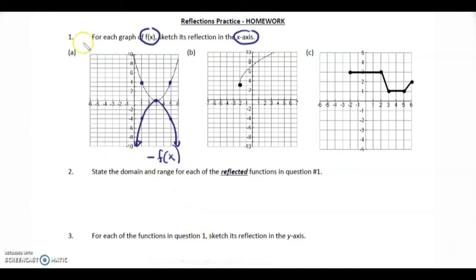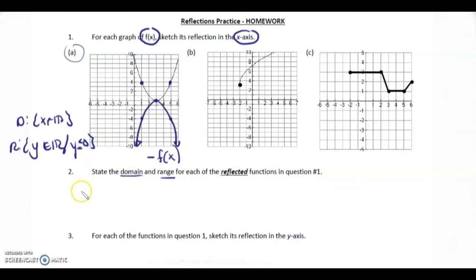Okay, I'm going to do all of A. So we're also going to state the domain and the range. For this one, domain doesn't change. It's still x is an element of the reals because we haven't affected the x's. Now, the range we affected, we reflected it, right? So instead of it being y is greater than 0, now it's going to be y is less than or equal to 0.